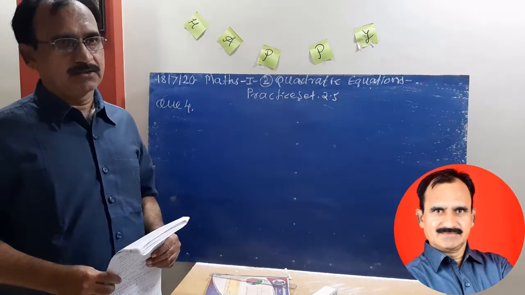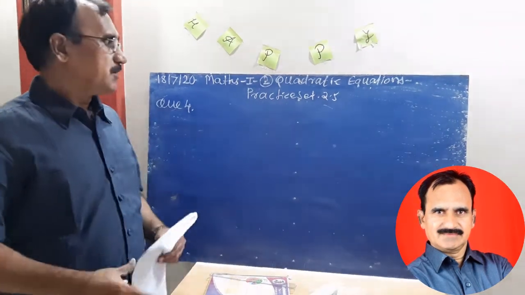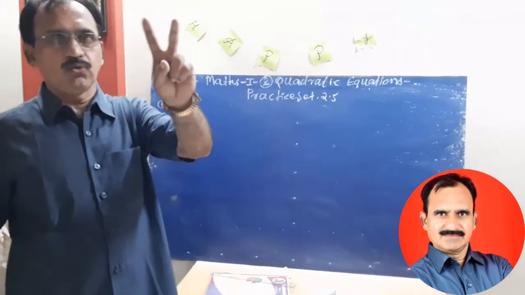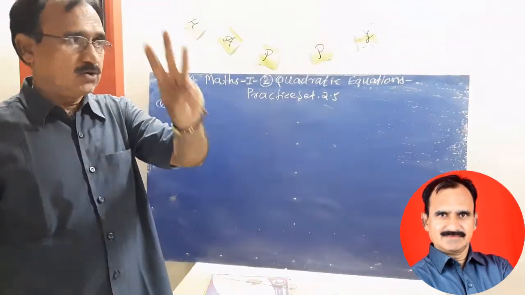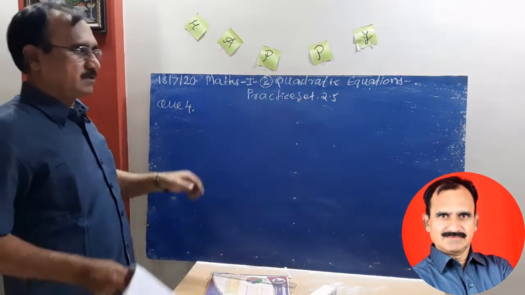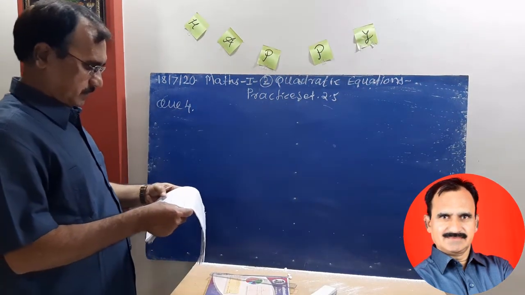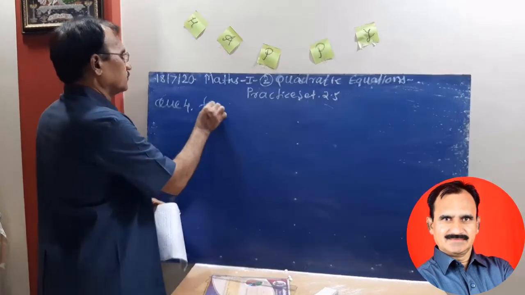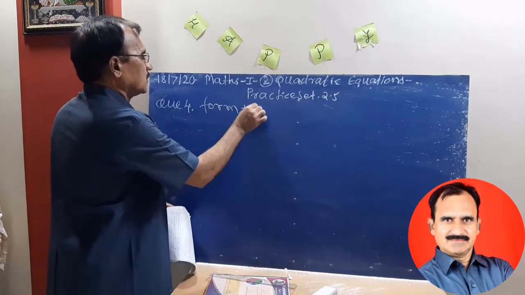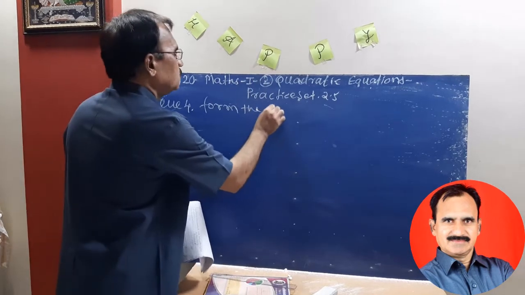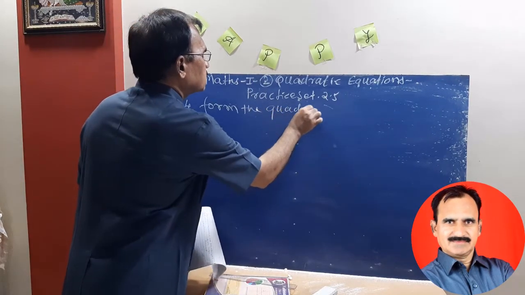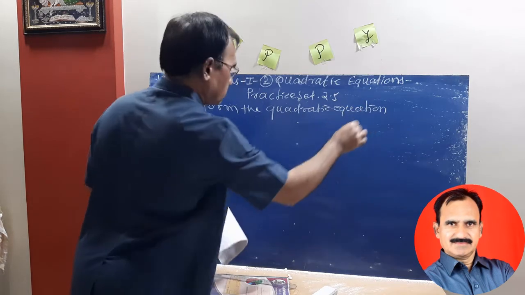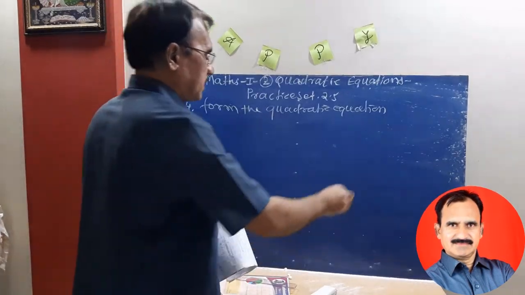In previous period, we have seen practice set 2.5, question number 1, 2 and 3. Now we will see next question, that is question number 4. Form the quadratic equation. Write down the question. Form the quadratic equation if roots are given.